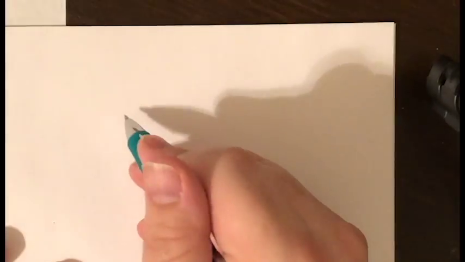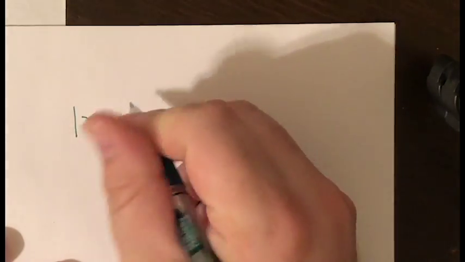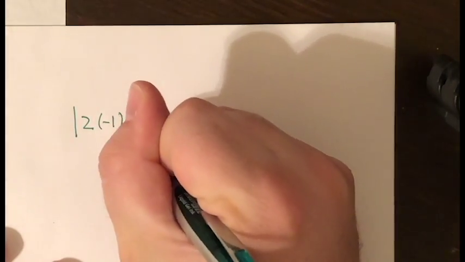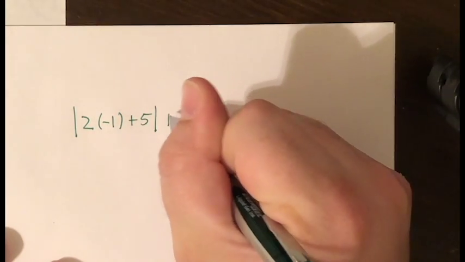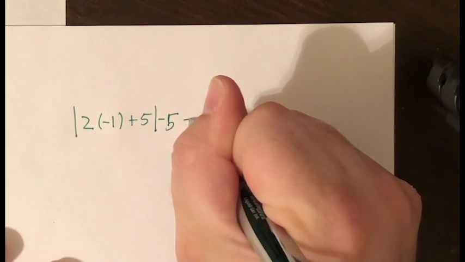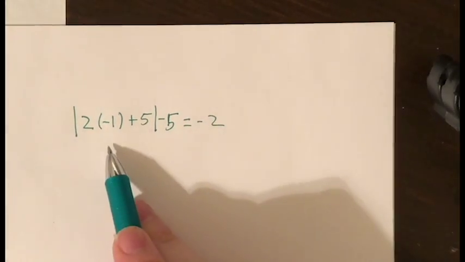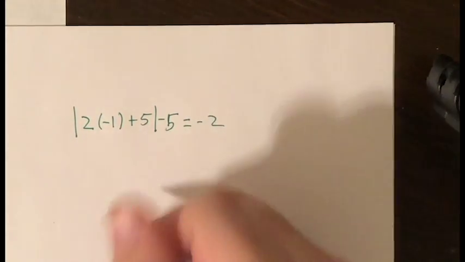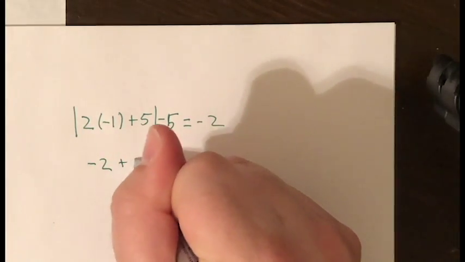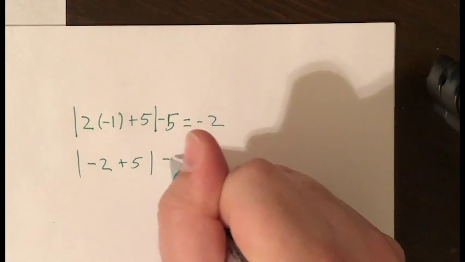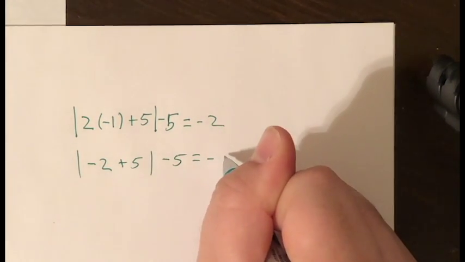So my answer was -1 first, excuse me. That's going to be the absolute value of 2 times -1 plus 5, minus 5 equals -2. So we're going to double check this out. 2 times -1 is -2, plus 5, minus 5 equals -2.